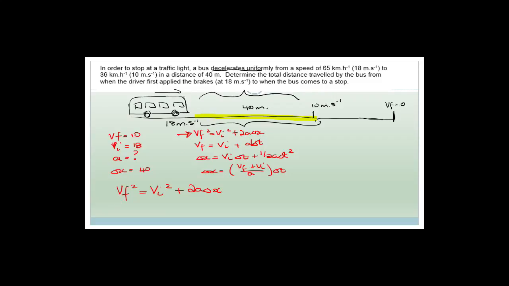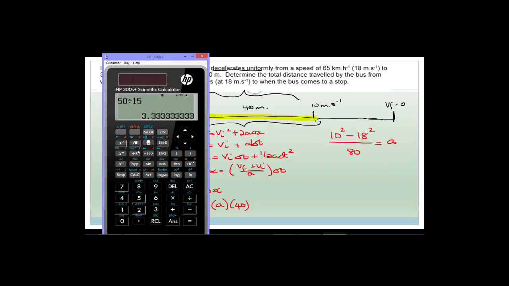So Vf squared is going to be 10 squared is equal to the initial velocity of 18 squared plus 2 times by a times by 40. Okay. So do you agree that's going to be 10 squared minus 18 squared over 80 is going to give me my acceleration? Right, so what we need to do then is we need to now pop this into our calculator. So let's do that.